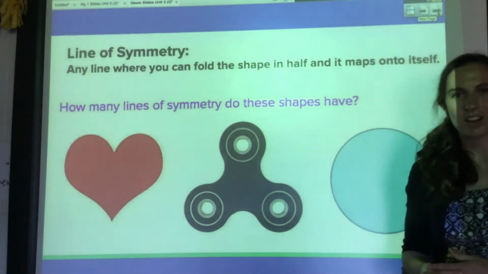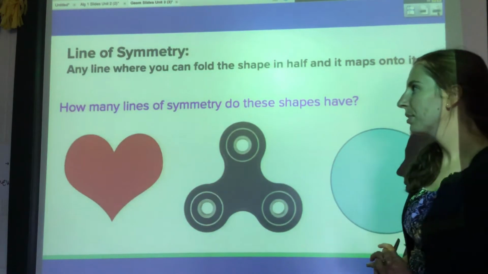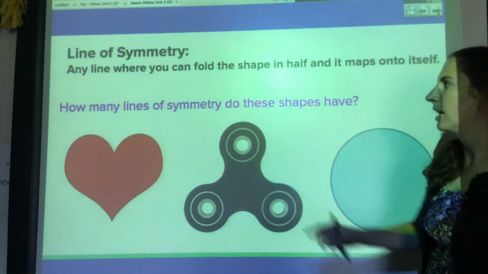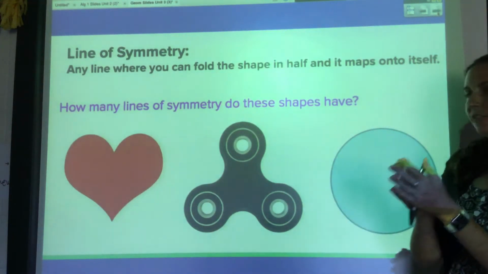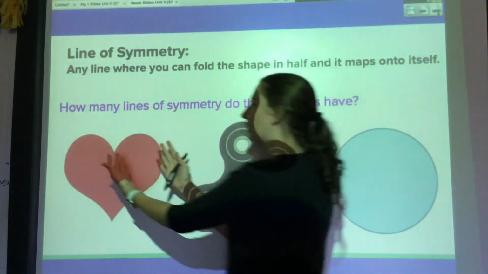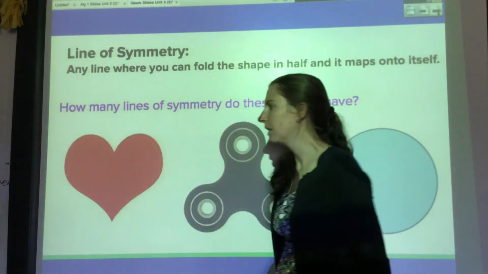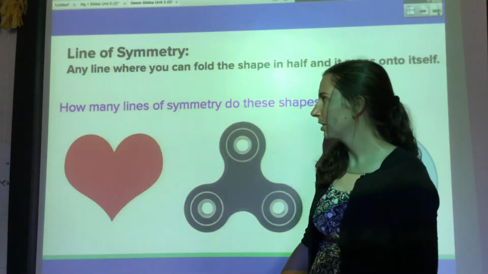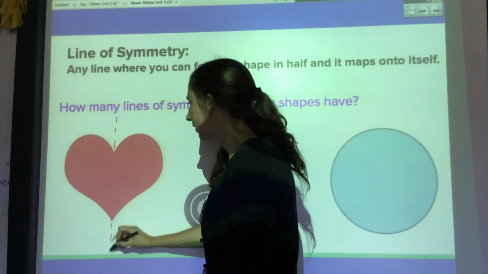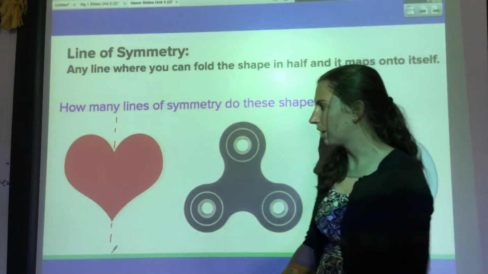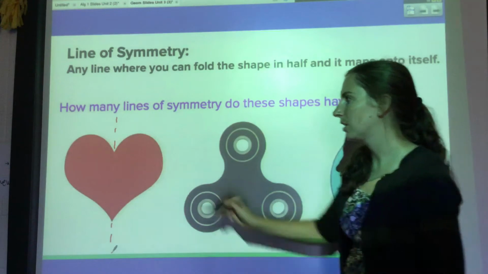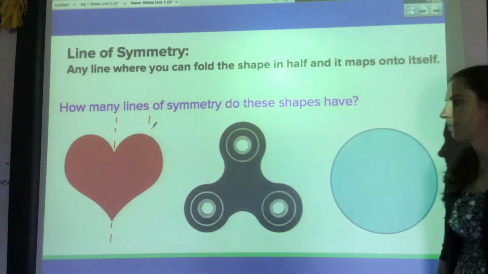So in this video we're going to talk about symmetry, and symmetry can be pretty cool. Basically, a line of symmetry is any line where you can fold the shape in half and it maps onto itself. Like, think about a heart. If you were to fold it, it would map onto itself. So a heart has one line of symmetry, just going right down the middle. But I'm not able to fold a heart this way and have it land on itself. So a heart only has one line of symmetry.